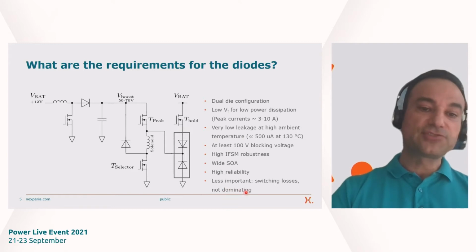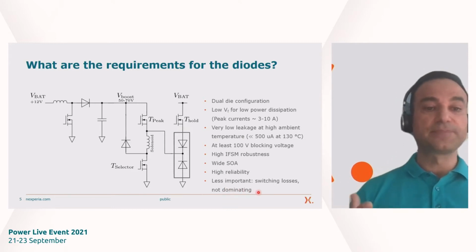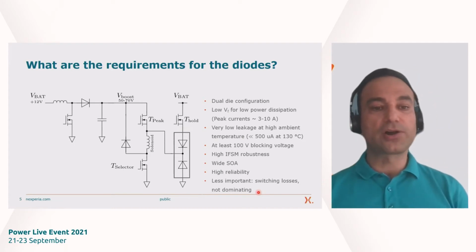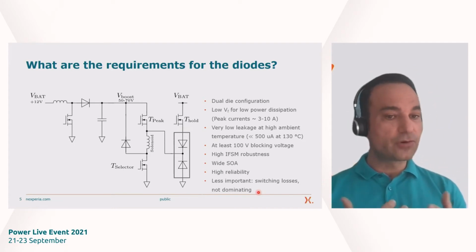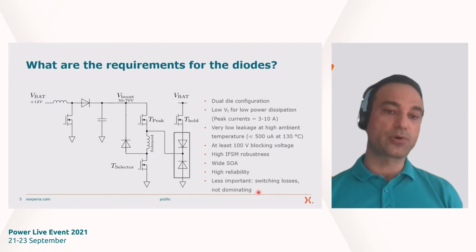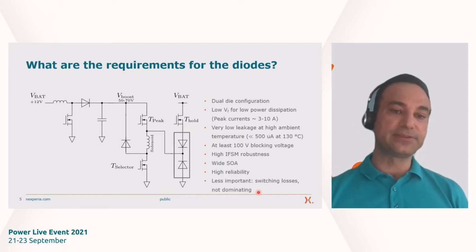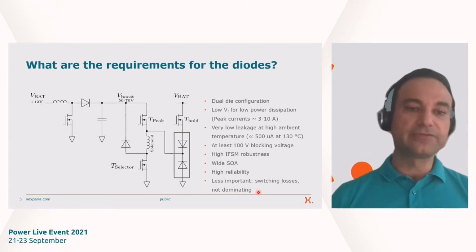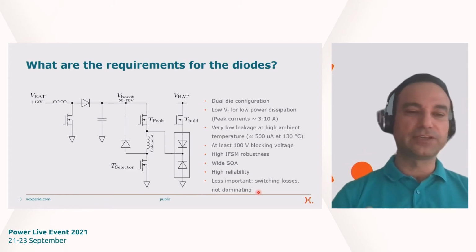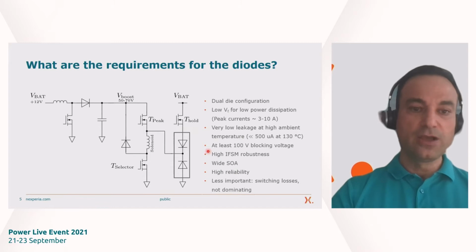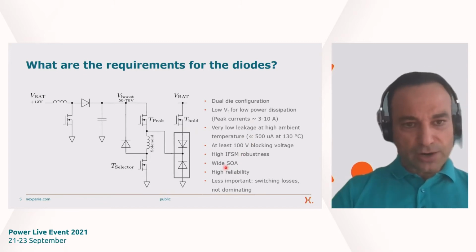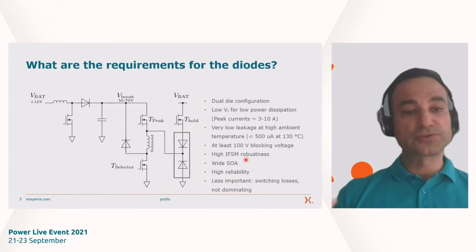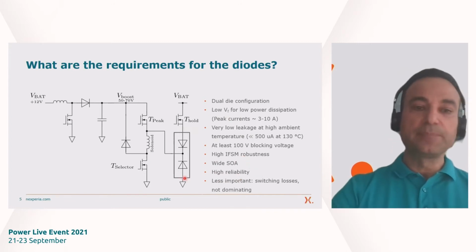I didn't mention the switching losses since they are not the dominating part of the overall losses. But of course, the switching losses are also important, especially at higher ambient temperatures. But the switching frequency is relatively low, typically below 50 to 60 kilohertz. Okay, you see that part of the requirements are technology related, part are more package related.